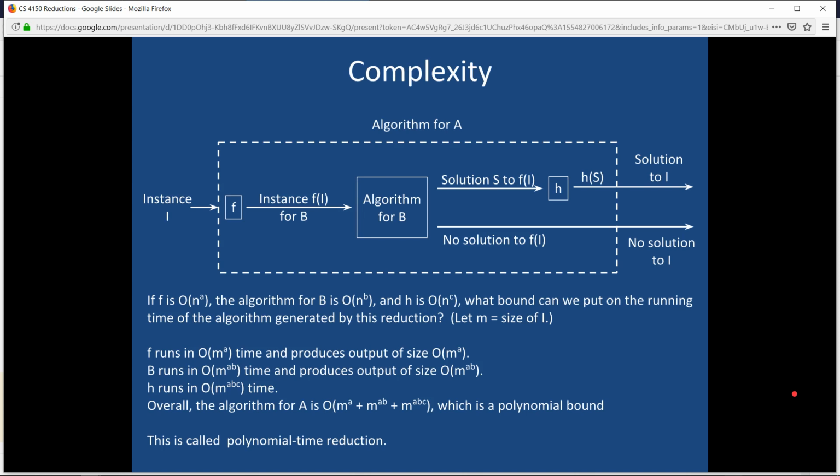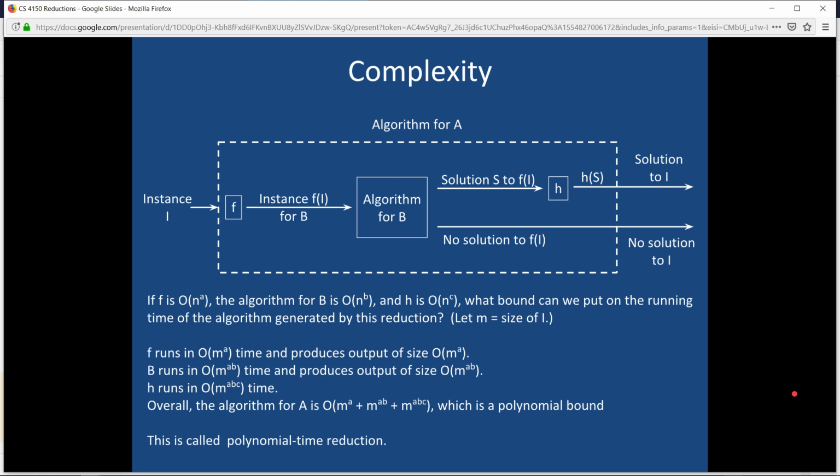And this is what this slide summarizes. So, turns out we're not interested just in reductions. We want reductions where the f and the h operate in polynomial time. So we need fast reductions. We don't want exponential time reductions.